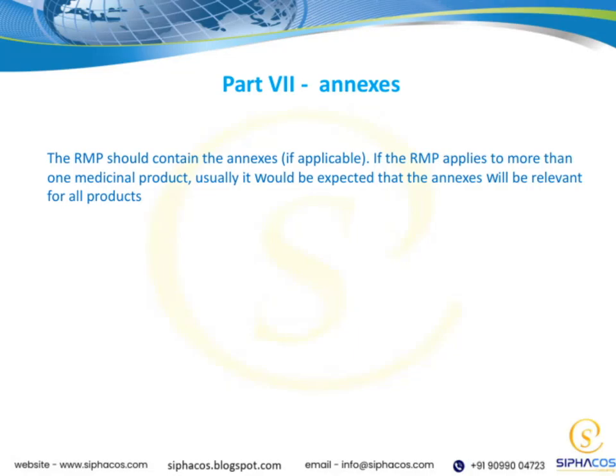Now, let's talk about the annexes in the risk management plan. If applicable, the RMP should include these annexes to provide additional detailed information. When the RMP covers more than one medicinal product, it's usually expected that the annexes will be relevant to all of those products. This helps ensure consistency and clarity across the different products, making the plan more comprehensive and easier to understand. Including annexes also allows us to organize supplementary data or specific details that support the main sections of the RMP without cluttering the core document.